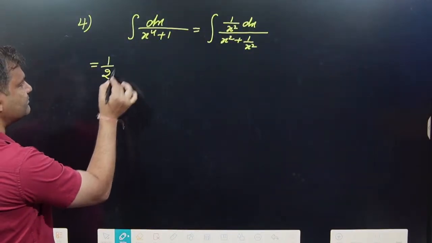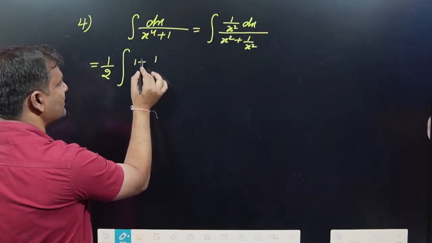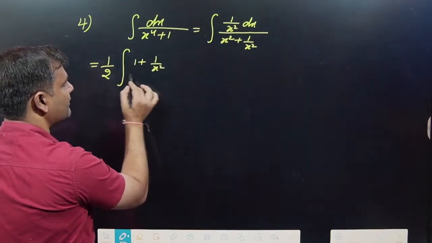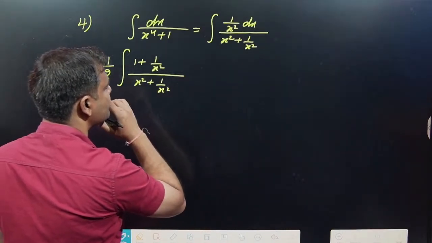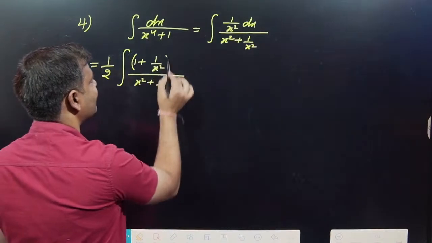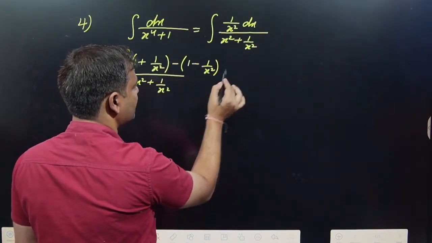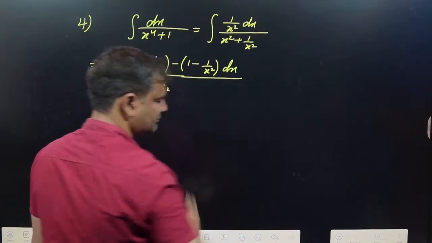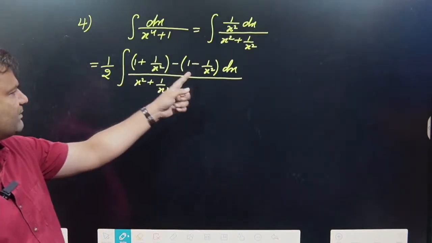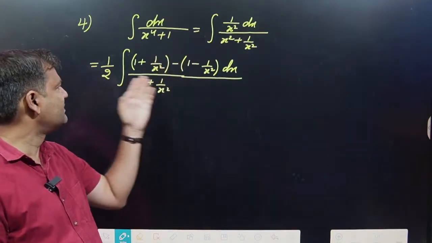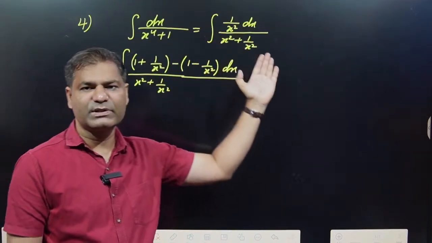1 by 2 written, integration of 1 divided by x square plus 1 upon x square, okay, minus 1 minus into dx. Clear? Very simple. One adding, one subtracting, and 1 upon x square is basically multiplied here. After solving we get simply 1 upon x square dx divided by x square plus 1 upon x square.